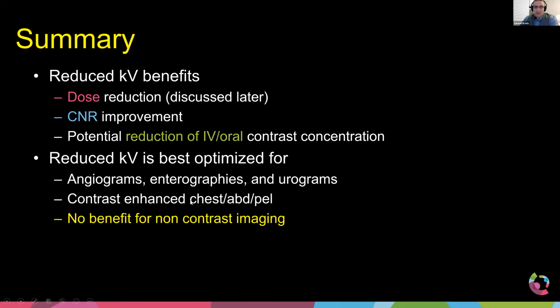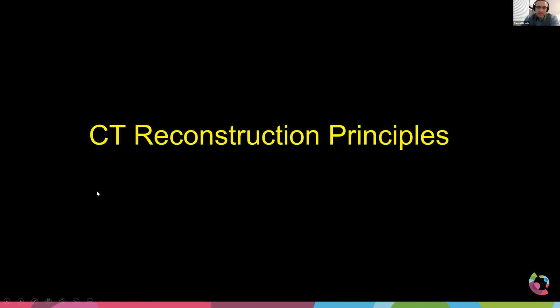Reduced kV is, as I've mentioned, best optimized for imaging techniques that have some kind of contrast being introduced into the body. Angiograms, enterographies, urograms, contrast enhanced chest and pelvis. That said, there is zero benefit from changing 120 kV down to 80 or any other kV when you're doing a non-contrast image. There's just no benefit because there's just not a lot of inherent difference in the contrast to begin with in the image. All right, so these are all functions that directly affect image quality and the radiation dose output.